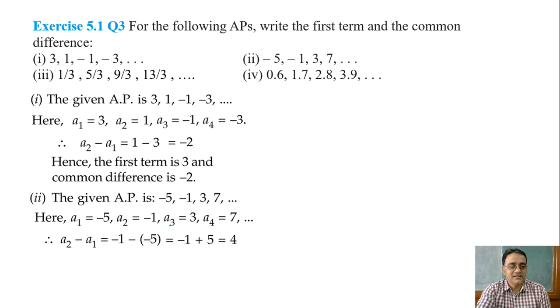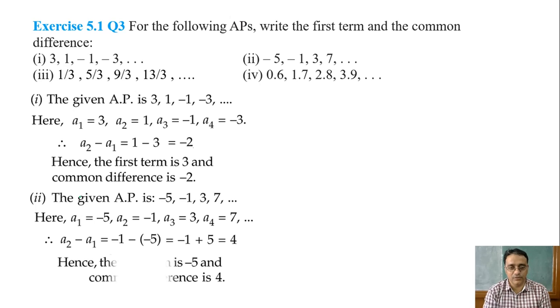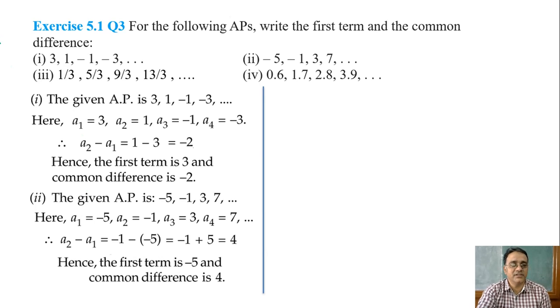Next, we have to write the conclusion. Hence the first term is -5 and the common difference is 4. Now the third bit.